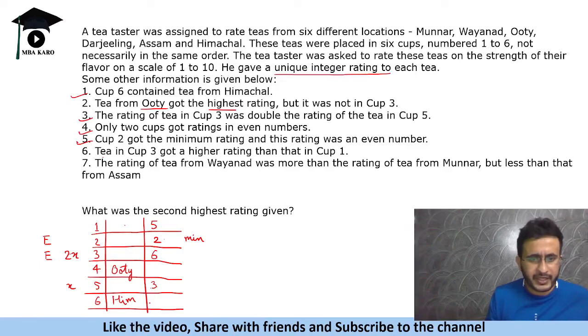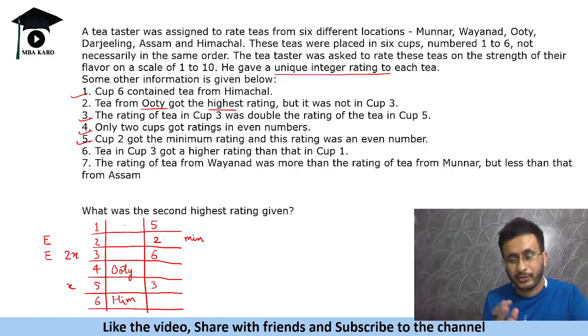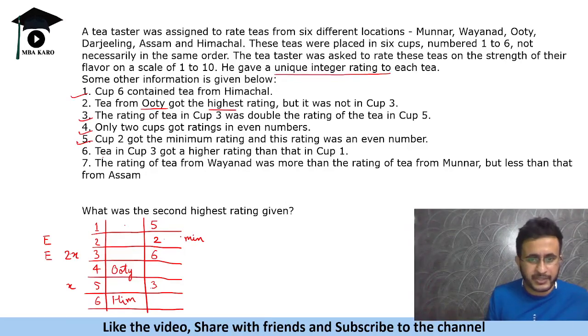Now Ooty and Himalaya, two values are remaining, and both of them are odd numbers. Okay, so which odd numbers are left? 1 is not possible, 3, 5 done, 7 and 9 are left, and Ooty is highest, so this will be 9 and this will be 7. So this is what we get as the ratings, right? Now let us see the next conditions. So we filled the rating part.